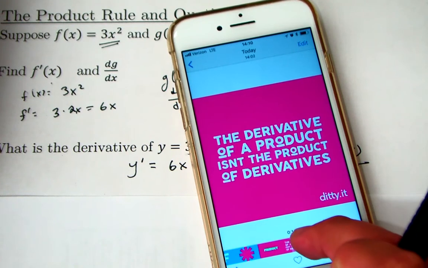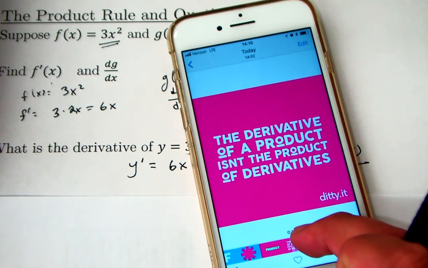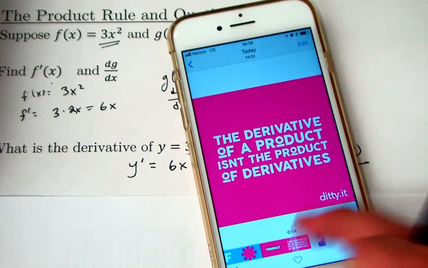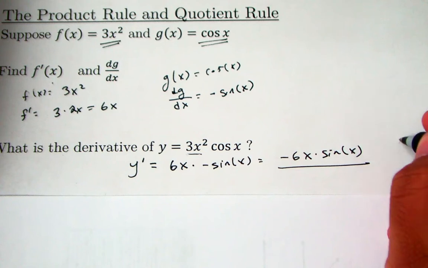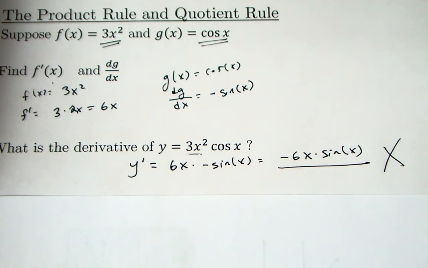The derivative of a product isn't the product of derivatives. So this rule is a pretty easy one to mistake, because for limits, things are as you'd expect. It's sort of common sense, but for derivatives, unfortunately, it is not. So this is a very, very common mistake.